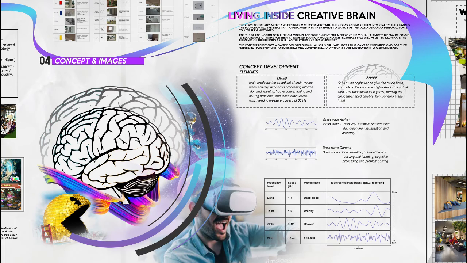On the concept development, the elements that we will see here are line and shape, the two main focuses that have been put into the design. The line is a brainwave that represents people's mood and mental state, which was developed into a new design for the space. The same goes for the shape of the brain, which was implemented into the concept and design.